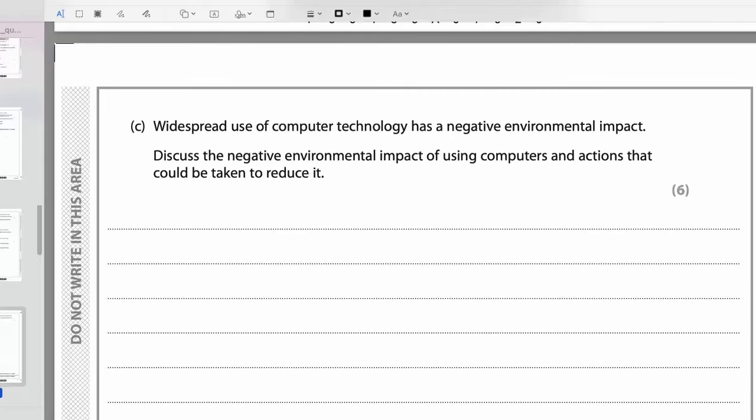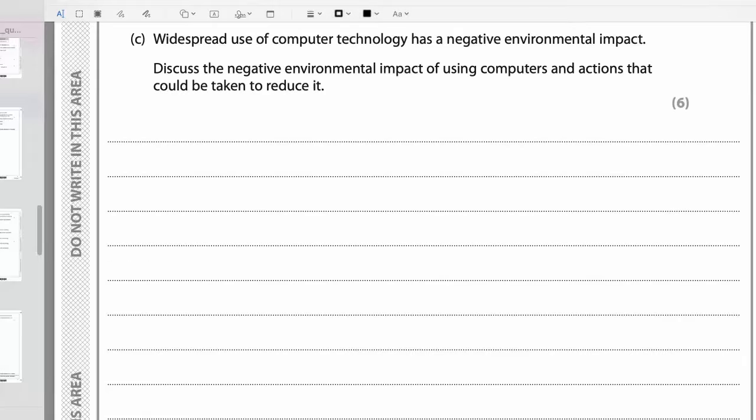C, widespread use of computer technology has a negative environmental impact. Discuss the negative environmental impact of using computers and actions that can be taken to reduce it. Now this is a 2-hour exam. It could be worth writing a plan for a 6-mark question, unless you've got a really strong idea about what you want to write and how you're going to do it. I would probably plan it out first on some scrap paper and then construct my answer rather than just write everything that comes into my head. It is worth doing that because this is 6 marks. I think with 2 hours, you've probably got the time to do that.